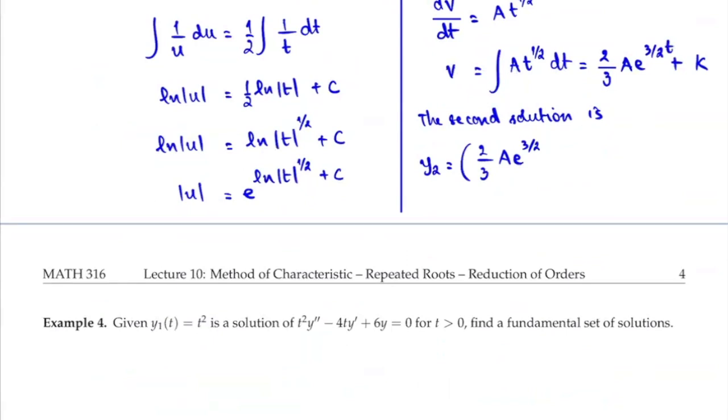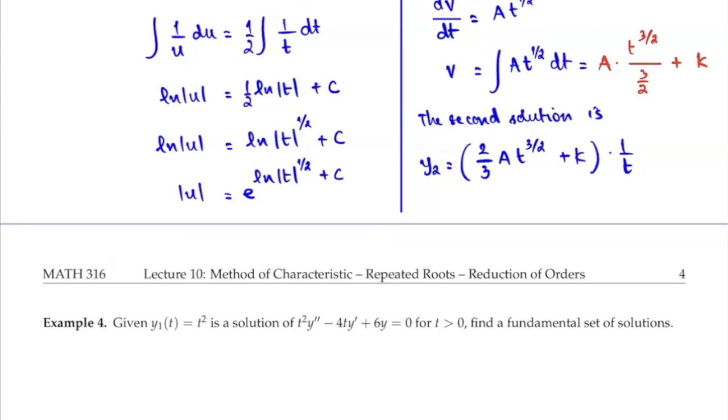Sorry, so this is the mistake here. Let me be careful. So you have A times t to the 3/2 divided by 3/2 plus constant K. Divided by 3/2 means you multiply by the reciprocal, so that's 2/3. So this should be 2/3 times A times t to the 3/2 plus a constant K, times 1 over t. So that's the second solution.